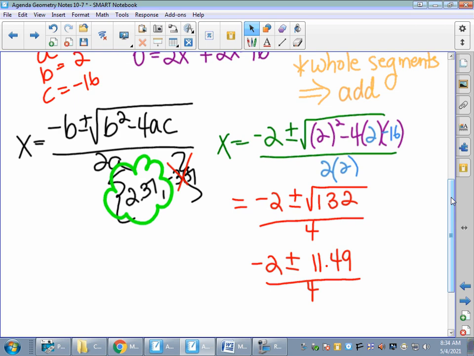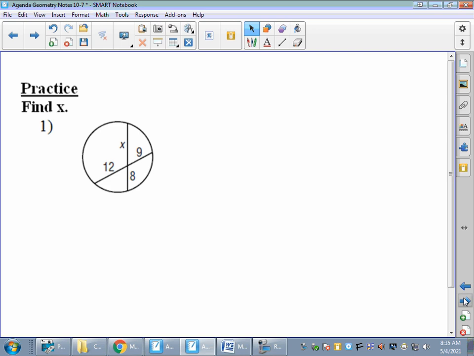All right, so let's do a couple quick examples just to make sure everything's there. I know a lot of people use their examples. So number one, it says to find x. Oops, hold on one sec. Fire drill.